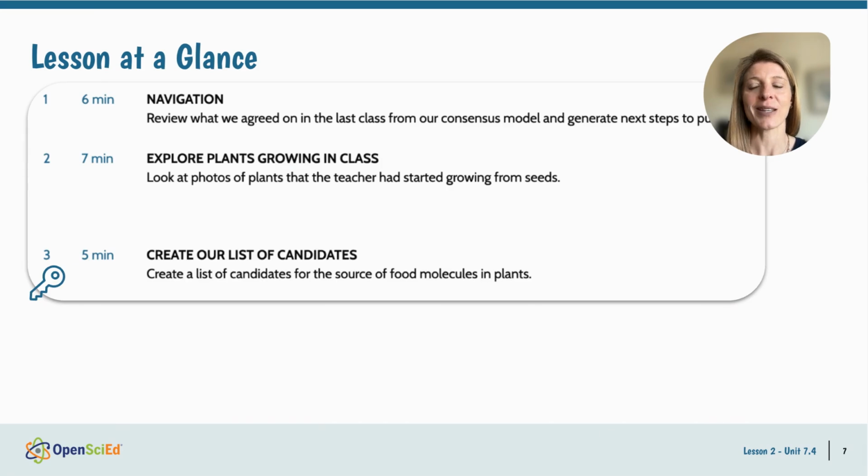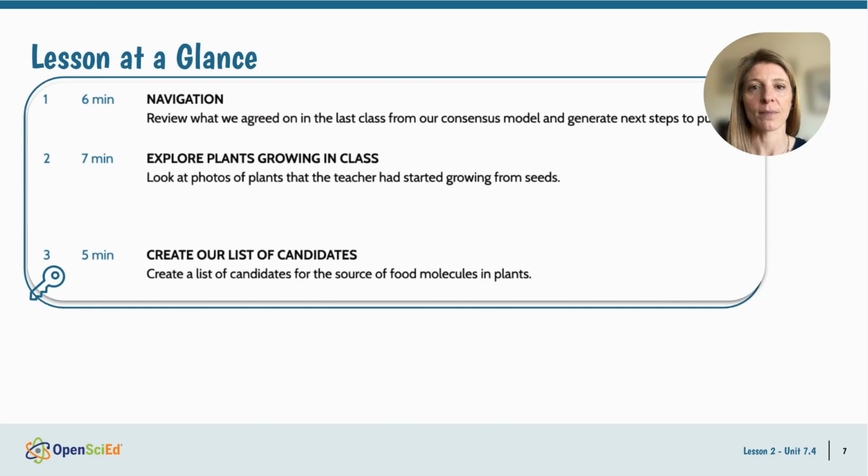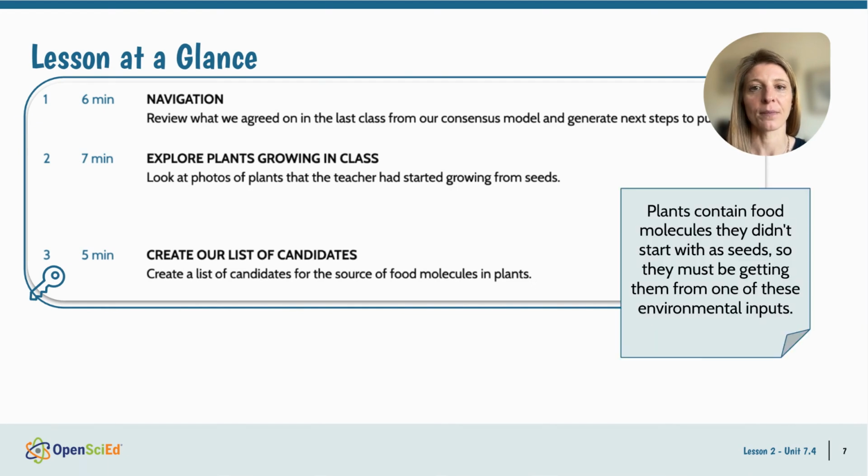Loop 1, which happens on day 1, is parts 1 through 3. We begin by looking at our plants and realize they've gained significant mass. We list everything the plant touches: soil, water, air, light, and even plant food, as a candidate for where those food molecules might be coming from. We figure out that plants contain food molecules they didn't start with as seeds. So they must be getting those food molecules from one of the environmental inputs. This leads us to investigate the inputs closest to the plant roots first, the below the surface candidates.